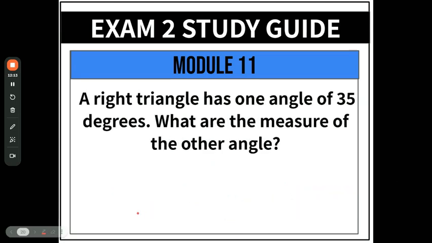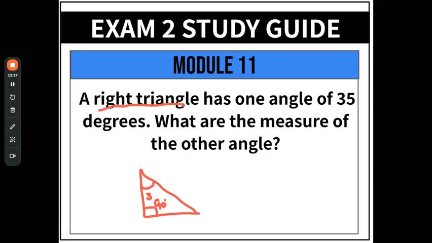A right triangle has one angle of 35 degrees. What are the measures of the other angle? All right, so right triangle, by definition, means that one of the angles in the triangle must be 90 degrees. We indicate that by a little square here. And it says that there's one other angle that's 35 degrees. Okay, and so we want to find this one here.